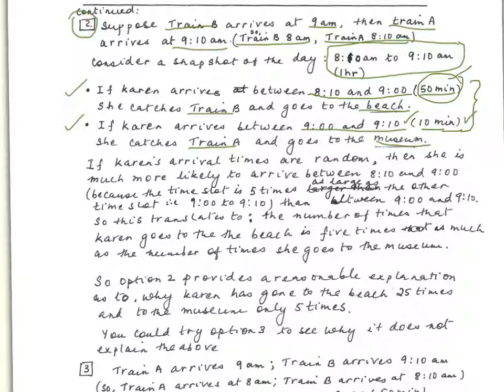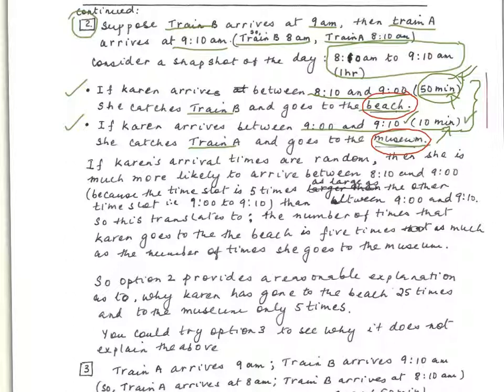Her arrival from 8:10 to 9 is more likely than her arrival from 9 to 9:10 because of the size of this time slot. So she's 5 times more likely to arrive in this 50-minute time slot as compared to the 10-minute time slot. So if she is more likely to arrive in the 50-minute time slot, then obviously she's more likely to go to the beach than she is likely to go to the museum.